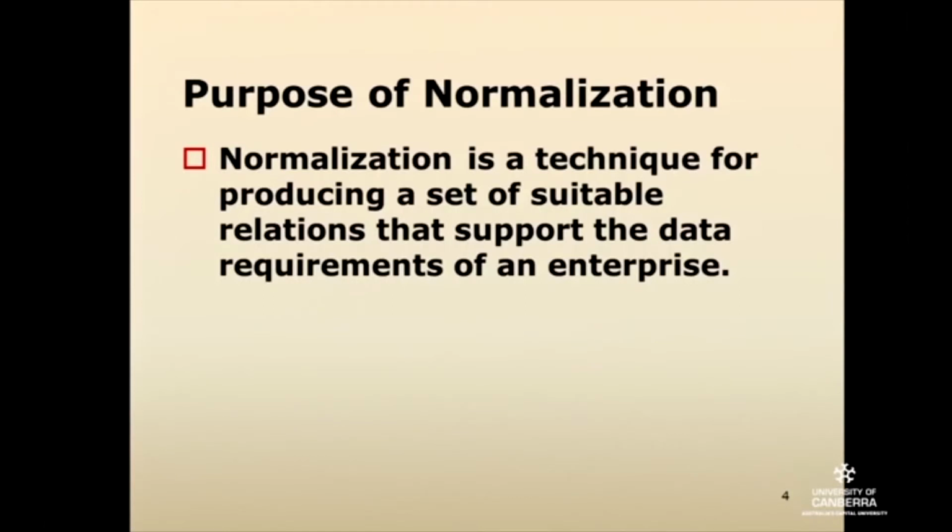The definition in the book says normalization is a set of techniques for producing a set of suitable entities that supports the requirements of an organization. Under normalization, there's not only 1st, 2nd or 3rd normal form, and each normal form represents a set of rules. So normalization starts from 1st normal form, 2nd normal form, 3rd normal form, 4th normal form, 5th normal form, etc.